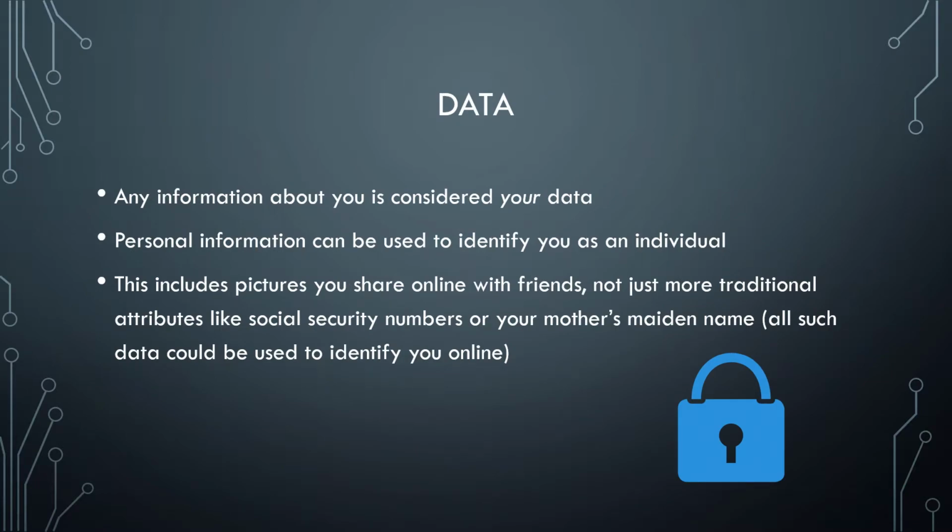Now we're moving on to data. So any information about you is considered your data. Personal information can be used to identify you as an individual. This includes pictures you share online with friends and not just more traditional attributes like social security numbers or your mother's maiden name. All such data could be used to identify you online.